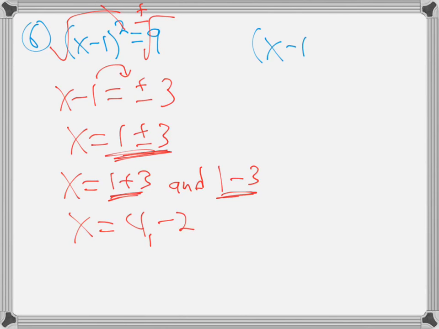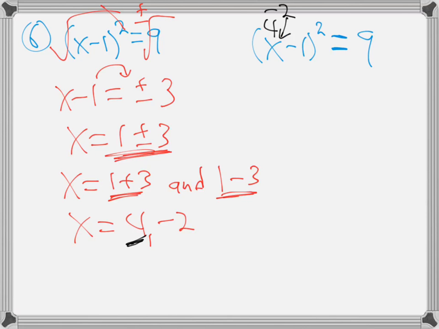are those the real answers? We can go back and verify it. There was the original question, right? If I go back and I put in the first answer, the 4, does it make it true? What's 4 minus 1? 3 squared? 9. Yeah, it's working, huh? How about the negative 2? If you put in negative 2 there for x, what's negative 2 minus 1? Negative 3. Squared? 9. It works.